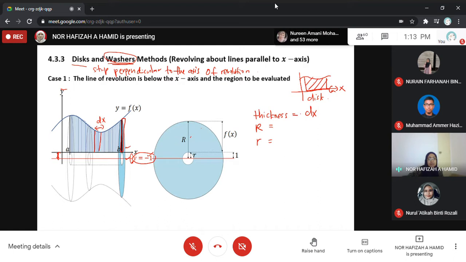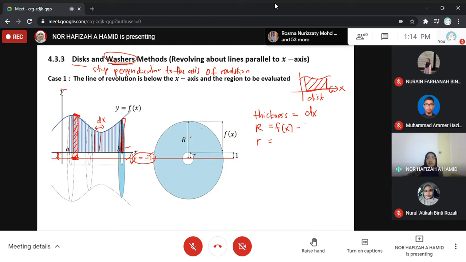And to find the outer radius. So to calculate outer radius, you start from the axis of revolution ni, so you drag je sampai atas ni, curve yang atas sekali. So outer radius dia mesti lagi panjang compared to inner radius. Okay, so ni you punya outer radius from axis of revolution until function f(x). So nak calculate length dia mesti upper minus lower. So upper of the strip is function f(x). Okay, minus with the lower of the strip is line y equal to -1.